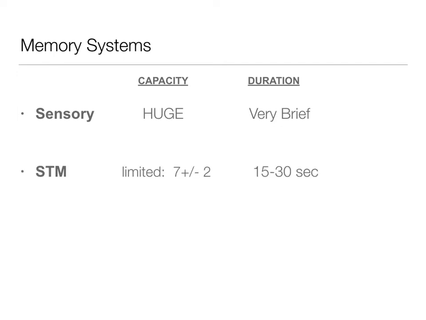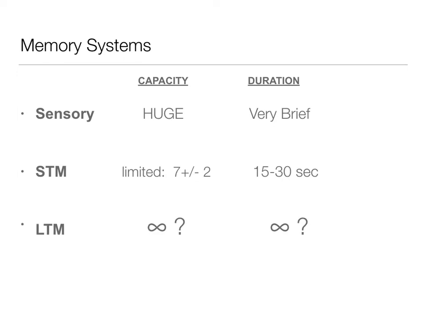So again, as a recap, sensory capacity is really, really huge according to this Atkinson-Shiffrin model, but the duration is very, very brief. If we don't put it into working memory, short-term memory, it's gone and it's forgotten. Short-term memory, working memory, has a limited capacity, about 7 units plus or minus 2. The duration's pretty small too, 15 to 30 seconds. So we're not talking about a long-term situation.